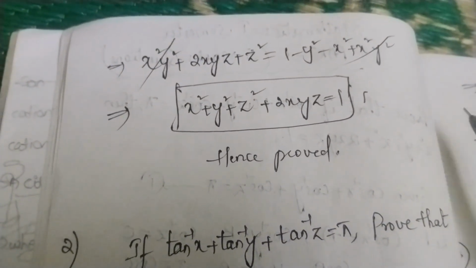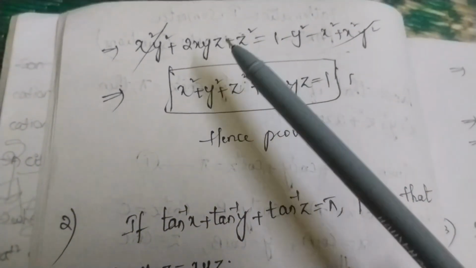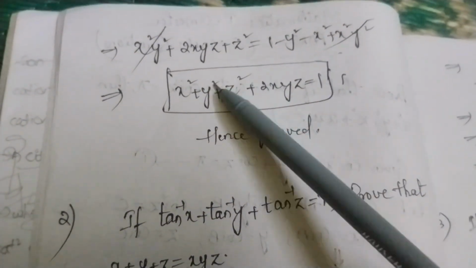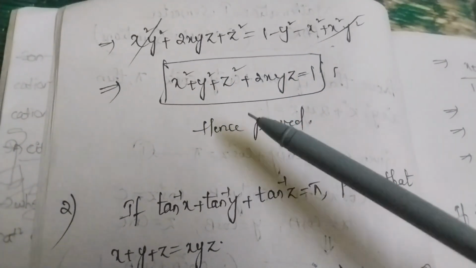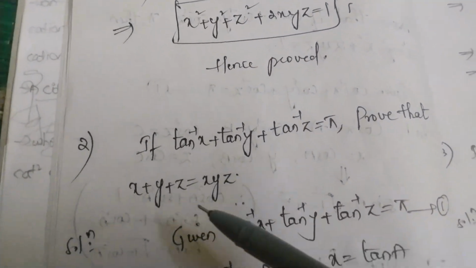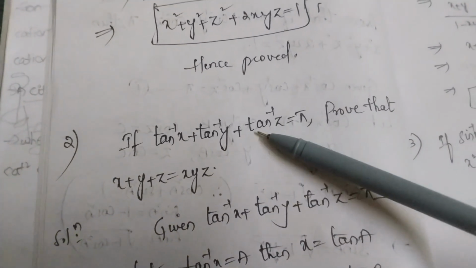So this x square y square term is present on both sides, therefore it gets cancelled. Then finally, we take all these terms to the left hand side, we get x square plus y square plus z square plus 2xyz is equal to 1. So hence proved.